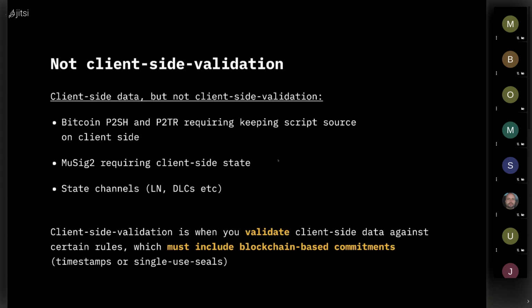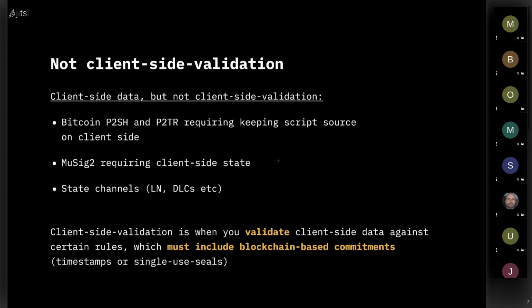For instance, in Bitcoin, with pay-to-script-hash scripts, or the newly coming Taproot scripts, the client still has to keep the script source code. So he has to keep the data on his side, and these data are not part of the blockchain, at least until he spends the script. With Taproot, even if he spends the output, the whole script doesn't become a part of the blockchain. So there is some data kept by the client on his side, client-side data, but it is not client-side validation.